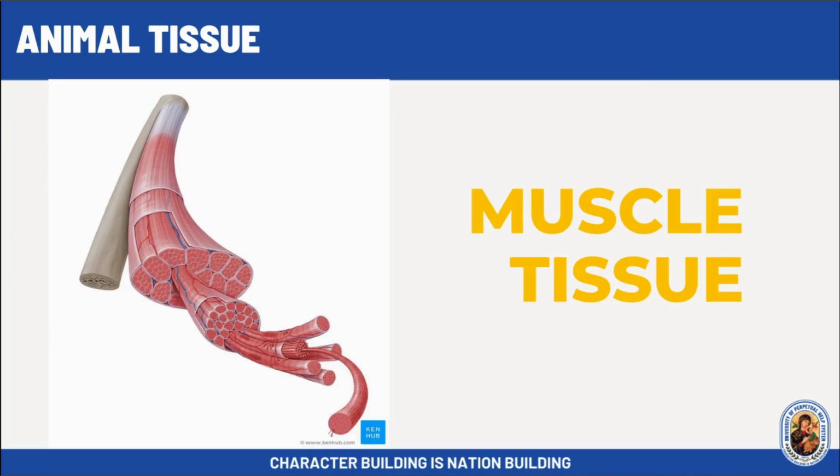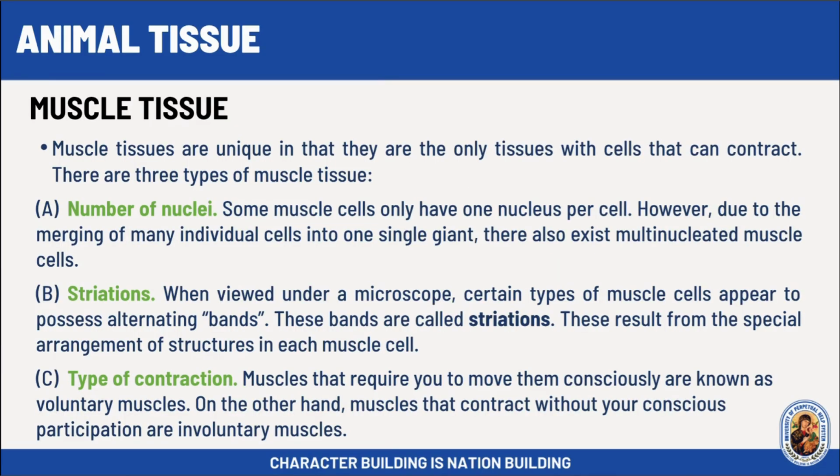So let's proceed to the muscle tissue. Now the muscle tissue is a special kind of tissue kasi it's the only type of tissue that can contract. Siya lang yung nagko-contract. So ang muscle tissue natin, ang important sa kanya is yung number of nuclei, striations, and the type of contractions. So ang striations is the type of muscle appearing as alternating bands.